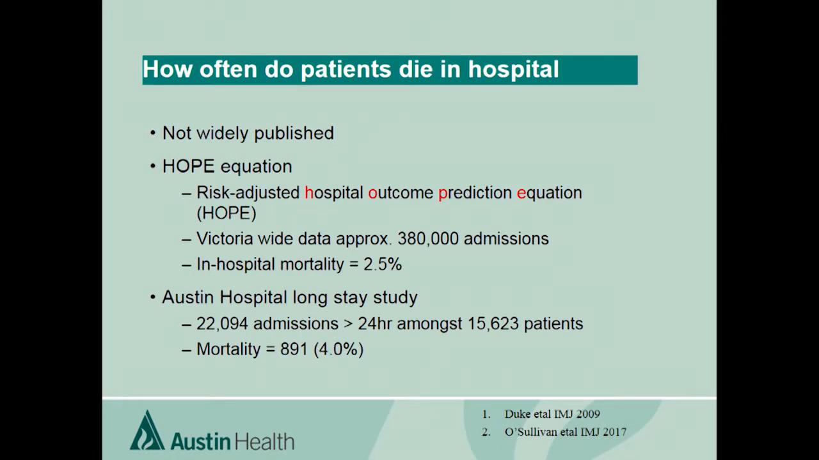So how often do patients die in hospitals? This is actually not a statistic that's really that widely published. The two I've got from our region are the HOPE equation from Graham Duke. That's now quite old, that's 2009. And that showed that about 2.5% of patients in Victoria died over a 1-year period in 380,000 admissions. And a study that we did, we're a tertiary unit, and we looked specifically at patients that stayed more than 24 hours, and about 4% of those patients died. So it's almost always less than 5%, but that's still quite common, 1 in 20 patients.